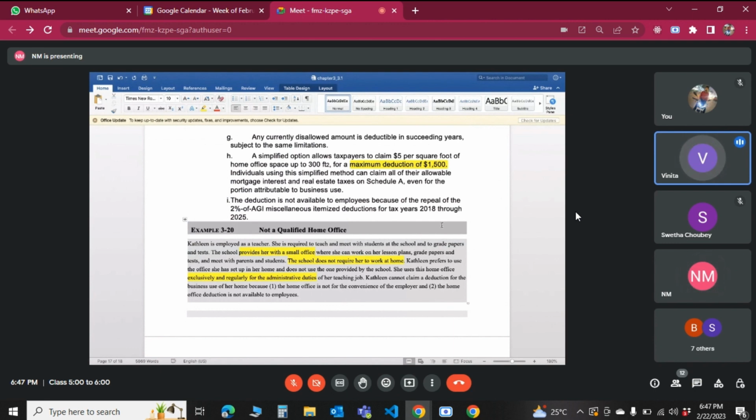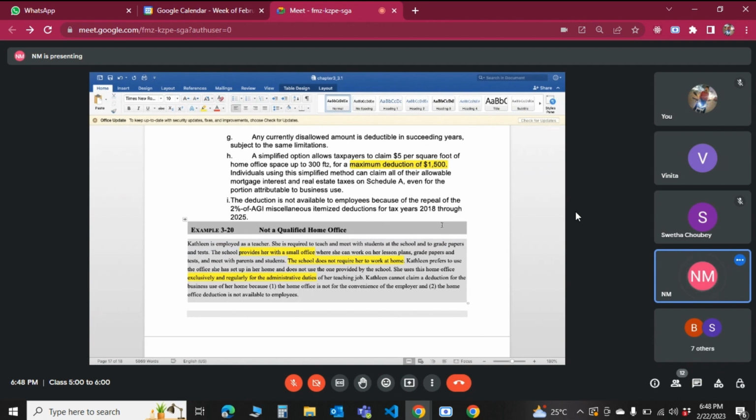Kathleen cannot claim a deduction for the business use of her home because, first reason, the home office is not for the convenience of the employer, and the home office deduction is not available to employees. So she will not be able to claim office expense as a deduction because the school itself is providing her a space for office purposes, and she's using her home office for her convenience. So that is one reason.